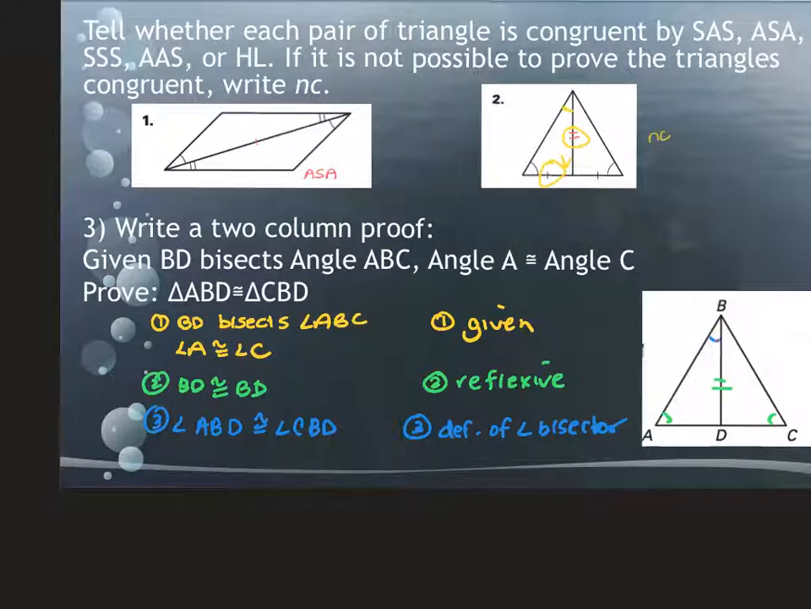Okay, now, so I've got that. Do I have enough information to prove these are congruent? Yes. What would be the reason? Good. Triangle ABD is congruent to triangle CBD. Angle, side.